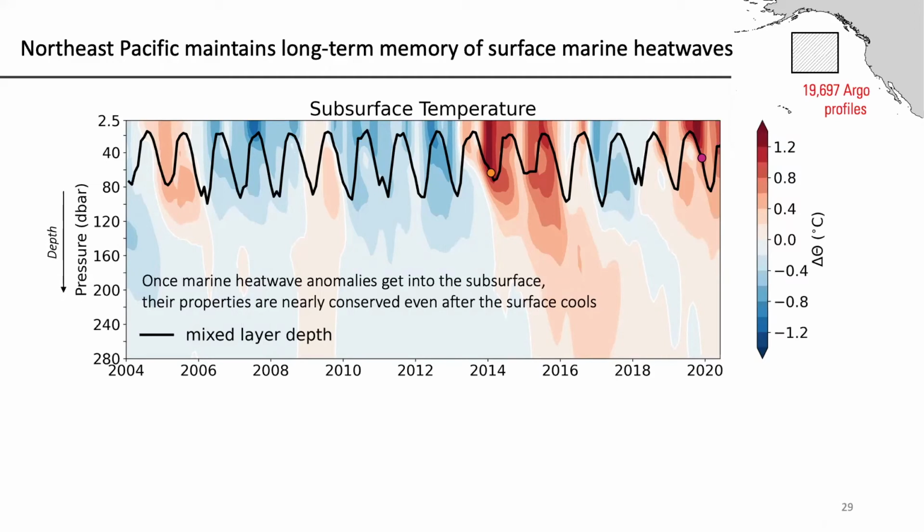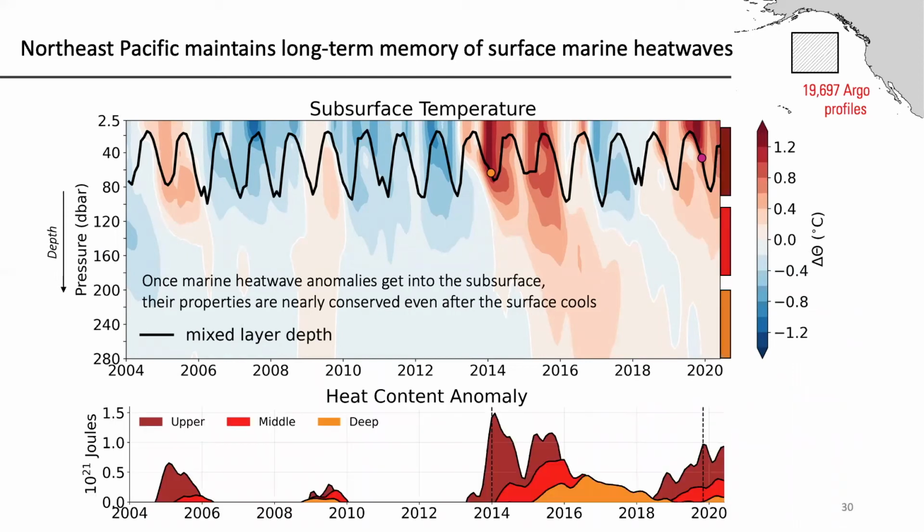So one way to get at the memory that the subsurface plays is to compute the ocean heat content. And so I'm going to compute it over 3 equal thick layers of the ocean. One will be near the surface in the seasonally varying mixed layer. The second one will be in the pycnocline area, so that's the middle. And then the deep layer is representative of the interior.